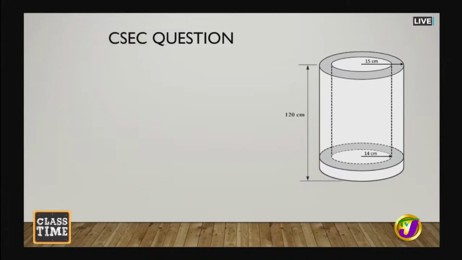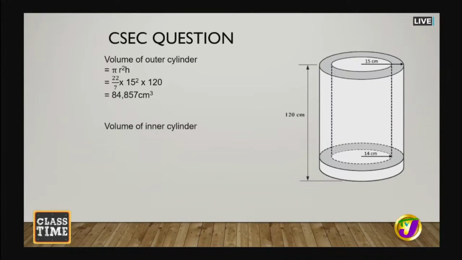So let's decompose. The outer cylinder is going to have a radius, as highlighted there, of 15 centimeters. So substitute 15 centimeters as the radius into the formula for volume of a cylinder, and the height would have been 120. And we'd get a volume of 84,857 cubic centimeters.